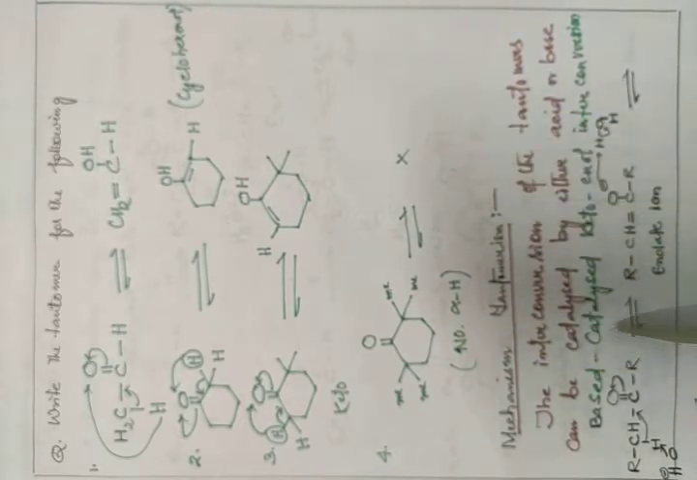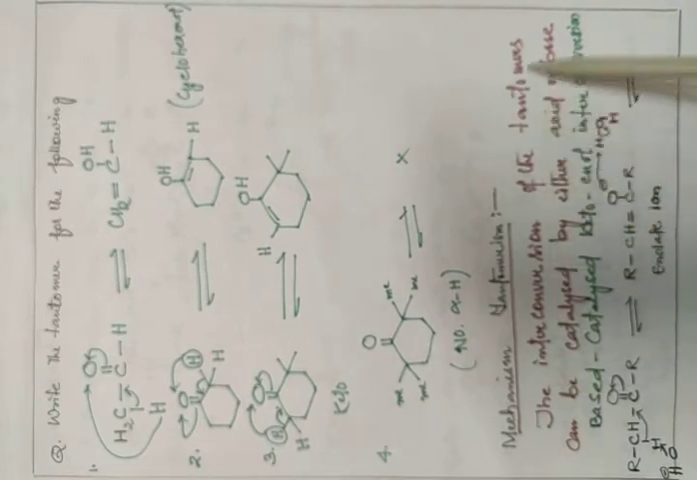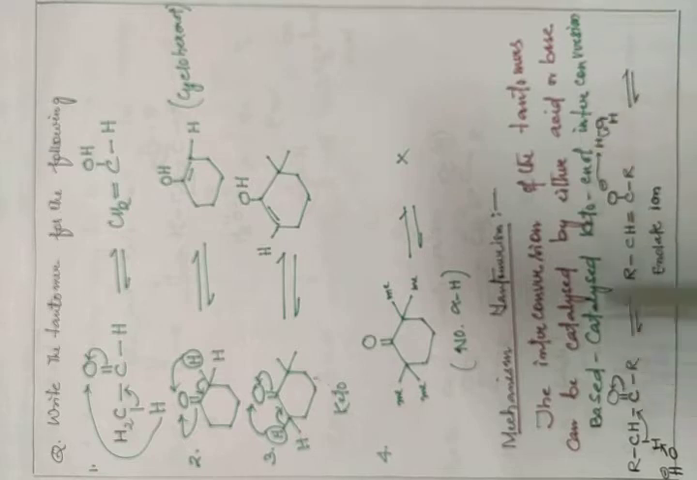Now the mechanisms for tautomerism. The interconversion of the tautomers can be catalyzed by either acid or base. So that means when we do tautomerism, we can catalyze by acid or by base. Now the first is base catalyzed ketone-enol interconversion. So this one is ketone, then in basic conditions.